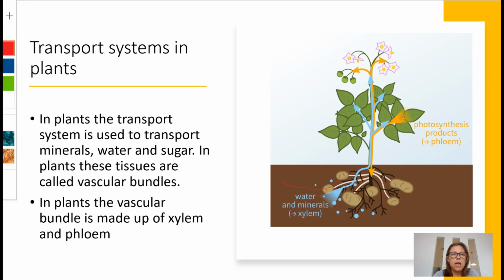Whereas in the case of our phloem, our food is produced in our leaves. They photosynthesize there, and then it needs to move up to the flowers and the leaves or the stems at the top, but also down to the bottom. So it's a two-way system there.